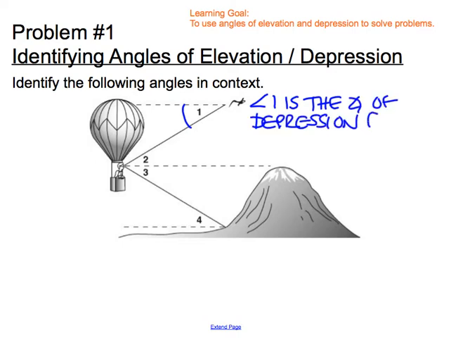And when we identify these in context, generally we say from one object to the other. So in this case, the object doing the looking is the bird, and it's looking to the person in the hot air balloon.